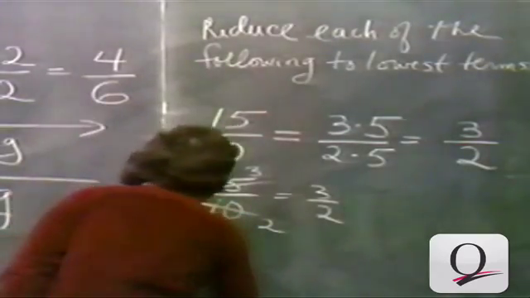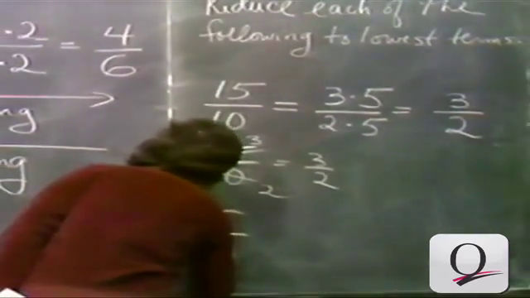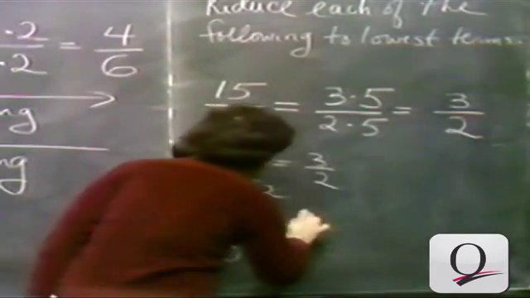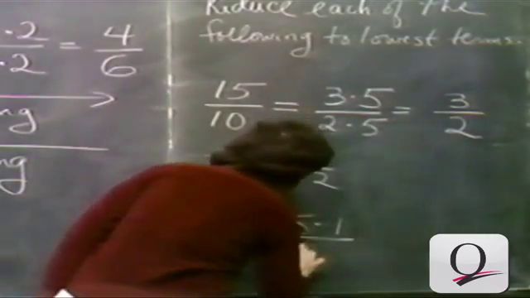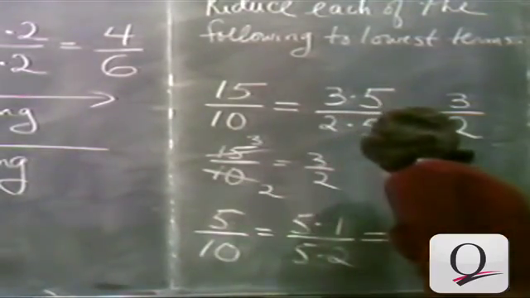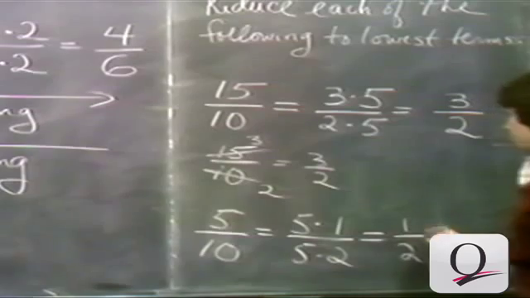Okay, let's try 5/10. Okay, this, of course, is just 5 times 1 over 5 times 2, reducing it to just 1/2. The 5's cancel.